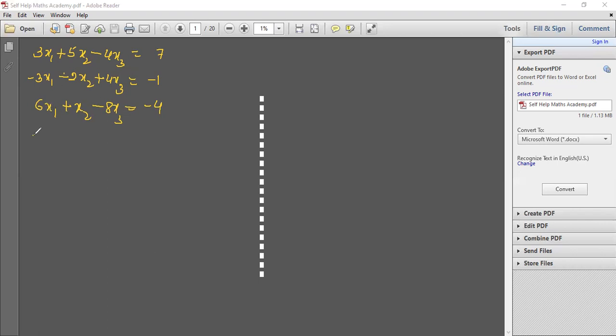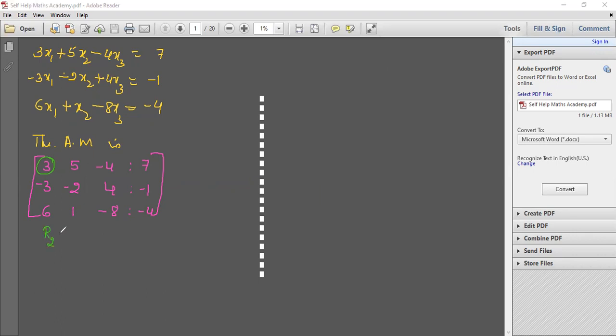If we write the augmented matrix, it will look like this: 3, 5, minus 4, 7; minus 3, minus 2, 4, minus 1; 6, 1, minus 8, minus 4. Clearly in this example the leading element is 3. With the help of this, I'll try to make this element 0. So let's use the row transformation.